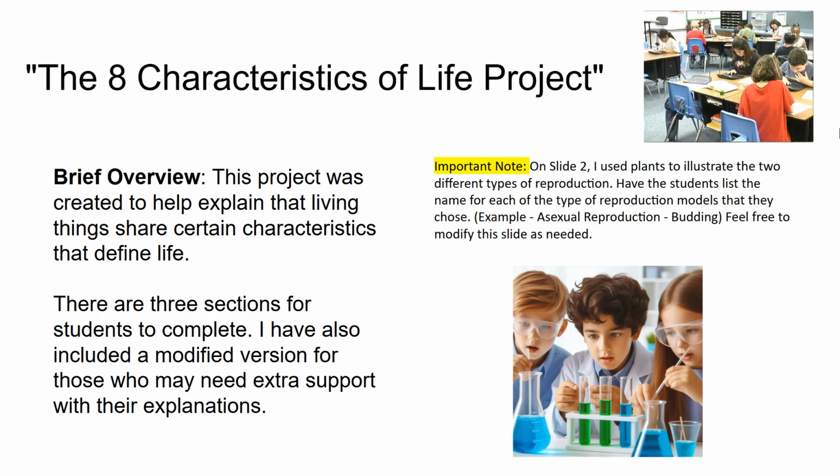Students will have to, for each section, include the characteristic name, explanation, and a picture. An important note, on slide 2, I used plants to illustrate the 2 different types of reproduction. Have the students list a name for each type of reproduction model that they chose. Example, asexual reproduction, budding. Feel free to modify this slide as needed.